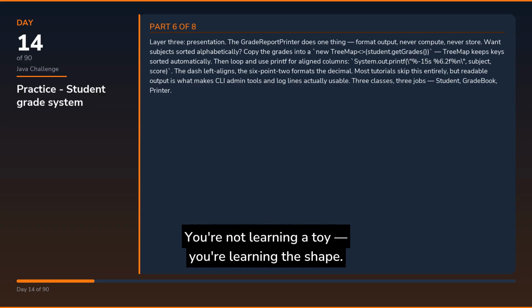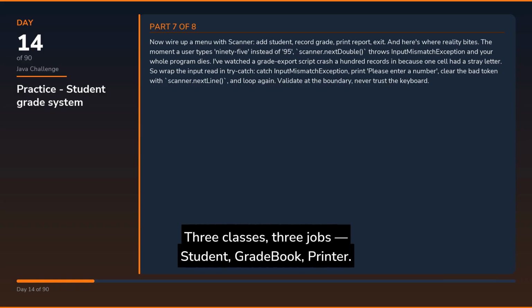Layer 3, presentation. The GradeReportPrinter does one thing, format output, never compute, never store. Want subjects sorted alphabetically? Copy the grades into a new TreeMap from student.getGrades(); TreeMap keeps keys sorted automatically. Then loop and use printf to align columns: System.out.printf("%-15s%6.2f%n", subject, score). The dash left aligns, the 6.2 formats the decimal. Most tutorials skip this entirely, but readable output is what makes CLI admin tools and log lines actually usable.